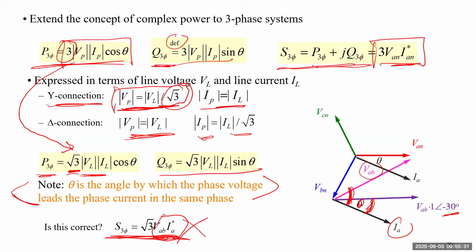So the correct formula should be, you can use this formula, VAB, then you add a negative 30 degree, then multiply by conjugated current. If you use this formula, it's fine. And you can decide to pick, not necessarily this current, you can pick IB, IC, and for the line-to-line voltage, you can pick VBC or VCA, anyone, but there will be some angle you need to correct to make sure the voltage and current phasors are separated by the power factor angle.